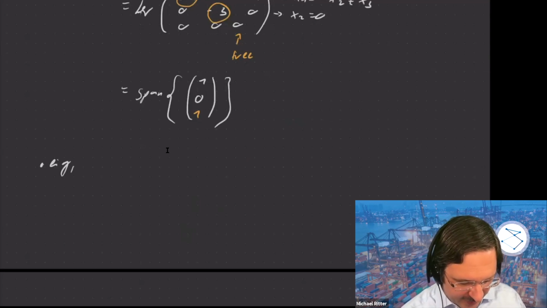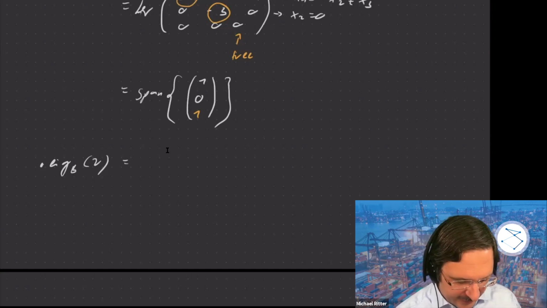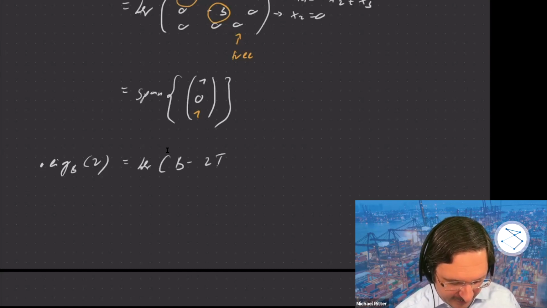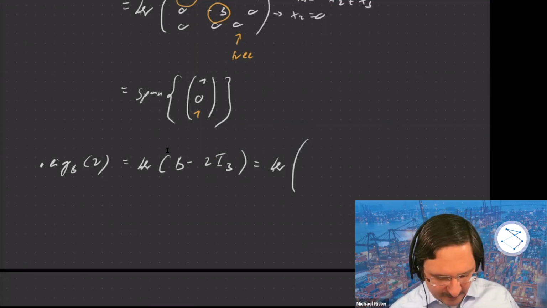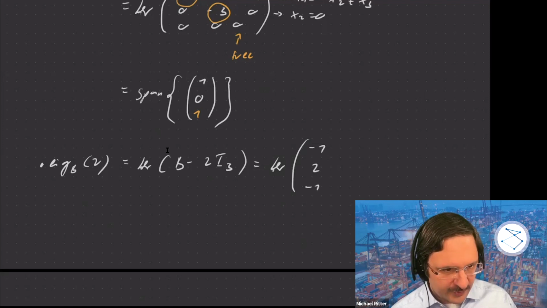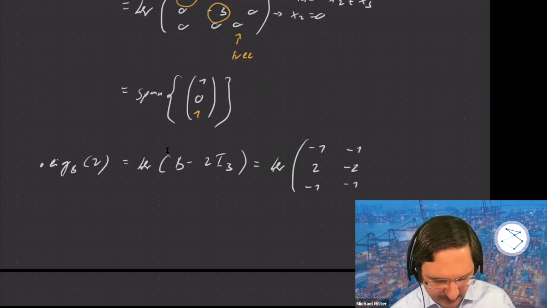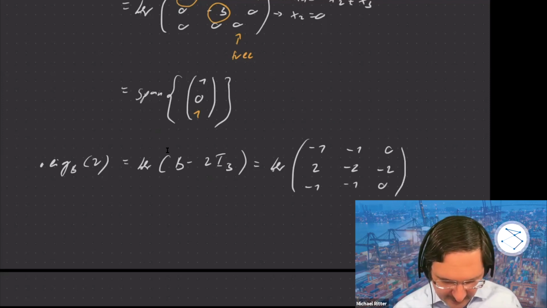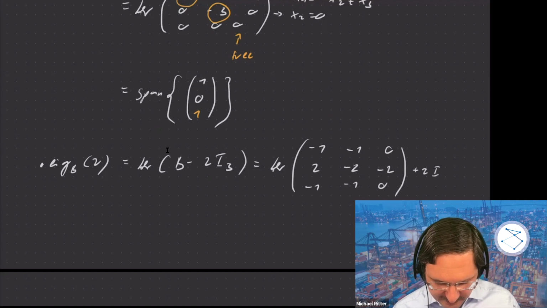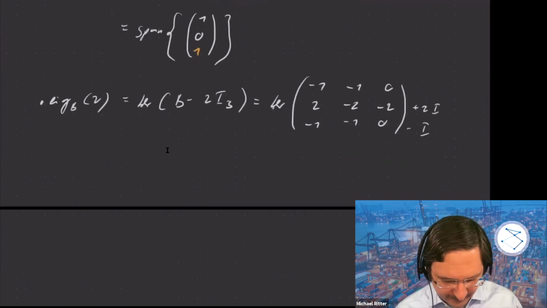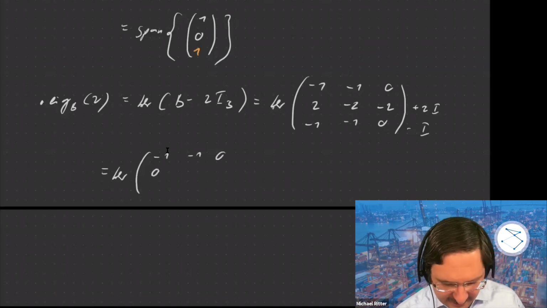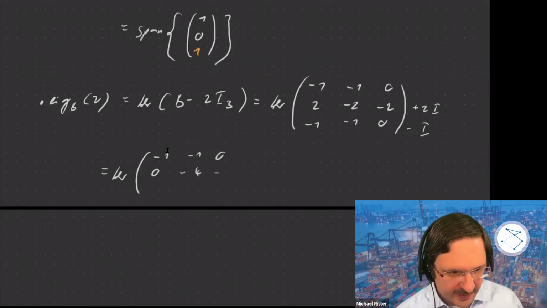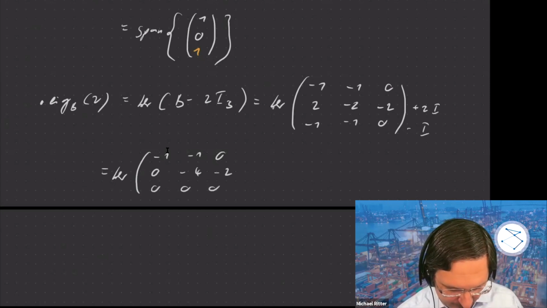And the last one works in the same way. Now the eigenvalue is 2, so we need to compute B minus 2 I3, and then the kernel of that. That would be -1, 2, -1, -1, -2, -1, 0, -2, 0. We add 2 times row 1 to the second, and we subtract row 1 from the third. And that yields, copying the first row, a 0, a -4, and a -2 here, and here we get a 0 row right away.